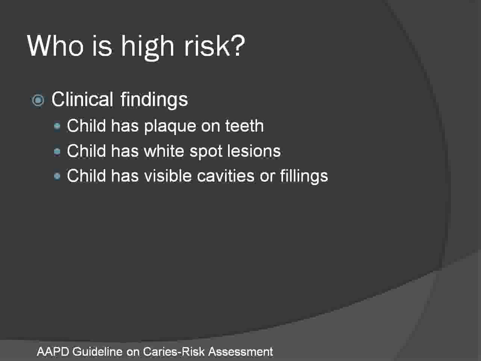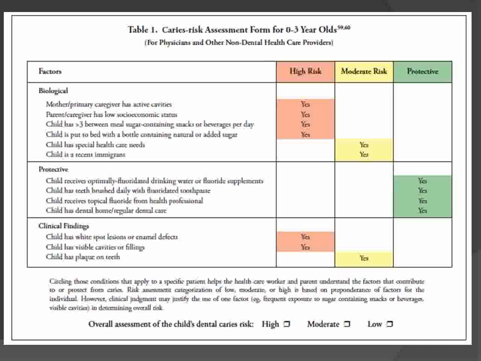So this is a nice form, and this can be downloaded from the American Academy of Pediatric Dentistry website. This is a caries risk assessment, which basically summarizes what we talked about and is a nice visual for you in your practice to determine what the caries status of a child is.